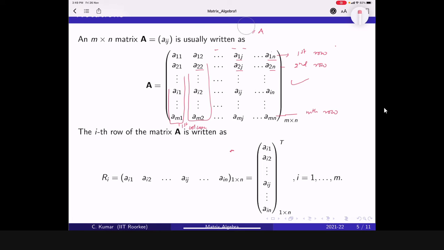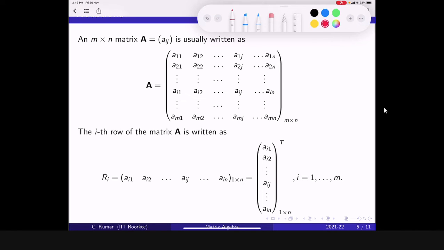And matrix has very important applications when you go to the real life situation, because you can store the information in a matrix form, and then you can use the tools from matrix algebra to analyze this information. Okay, so it is a very important topic from the practical point of view.